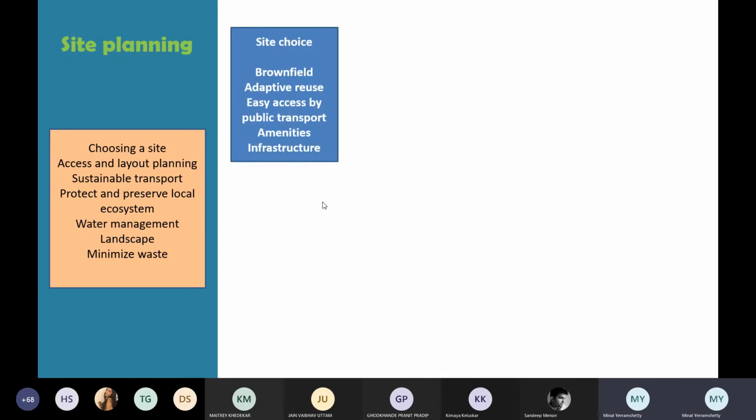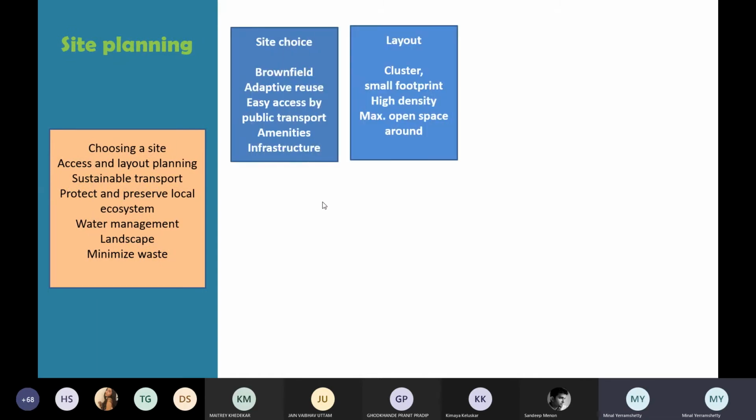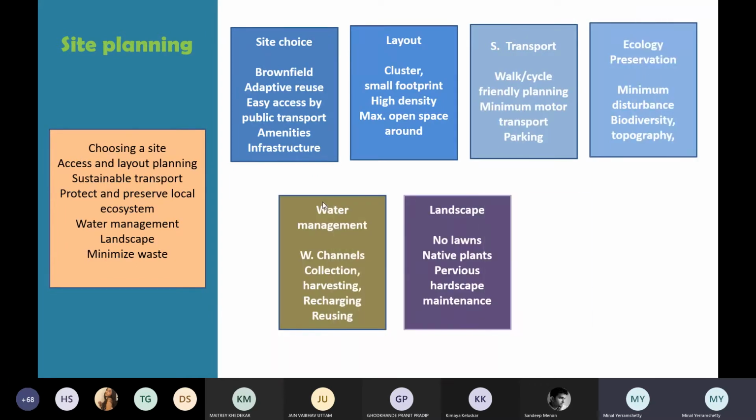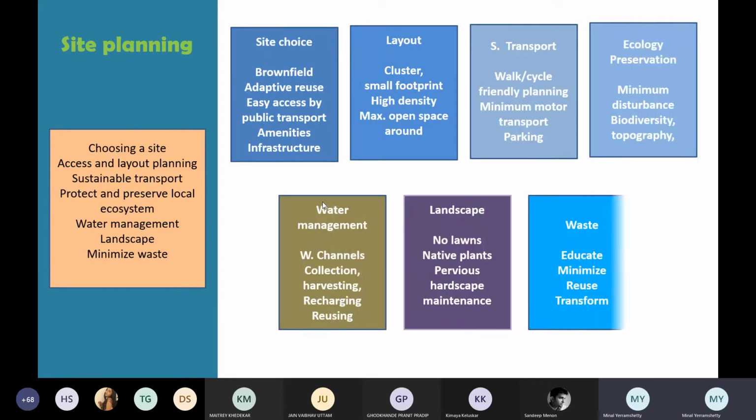Okay, now let's do the site choice. What will you do? Site choice, layout, transport, ecology, water, landscape, and waste. As I jotted down, these are some of the places where you will investigate when you choose a site. Is there accessibility or not? Okay, is it a brownfield or not, is it an adaptive reuse site or not?